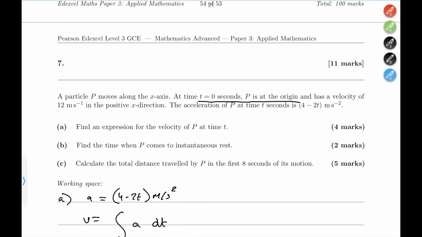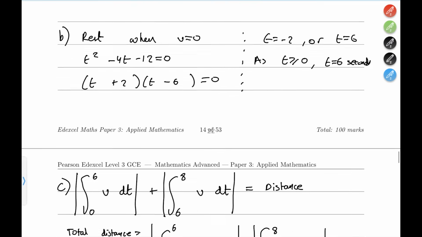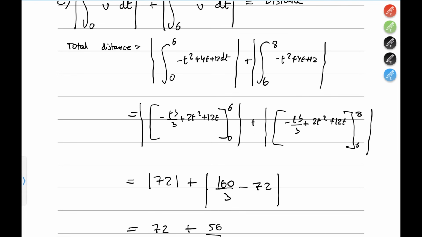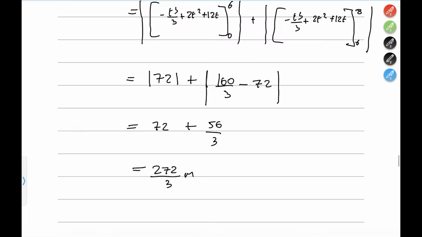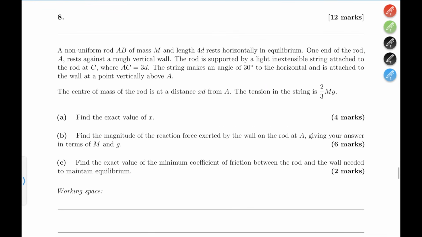Just as a warning, the mark scheme just shows one method, which is different to this one. I haven't got a list of all the alternative methods in the mark scheme, but hopefully this does make sense. So using this integral method and remembering to take the absolute values. And that means we can now move on.